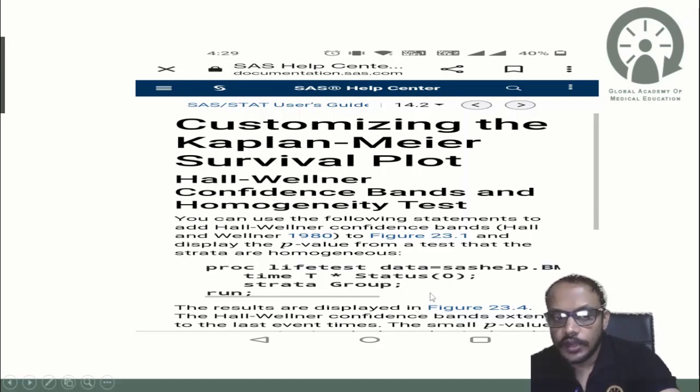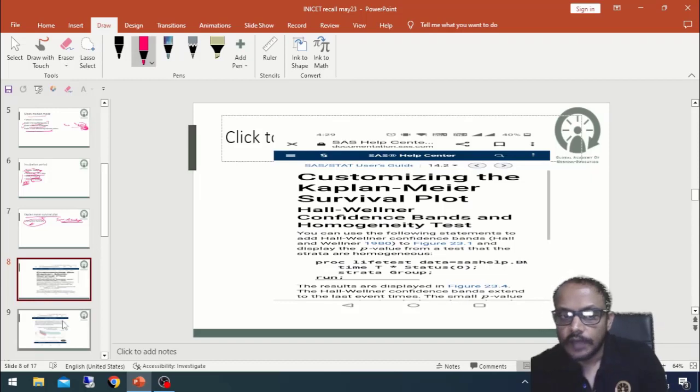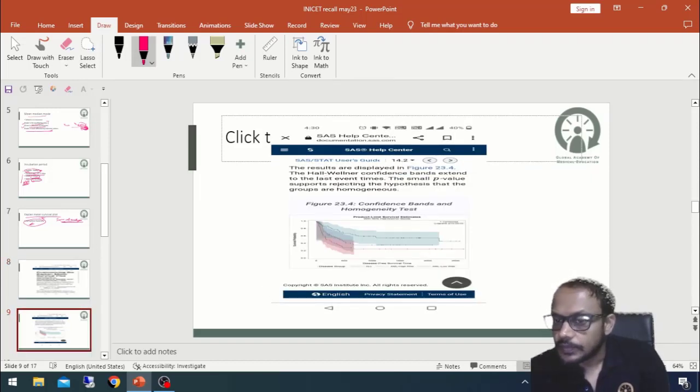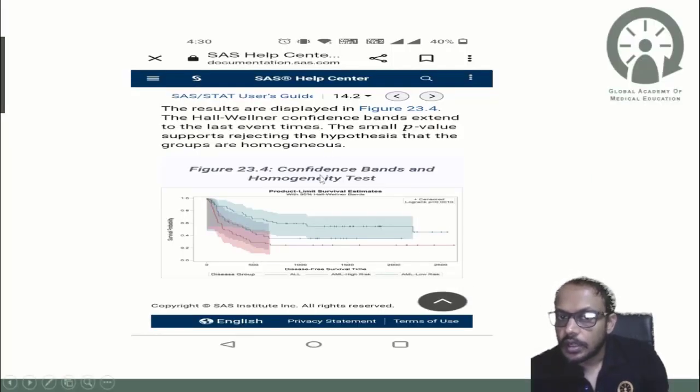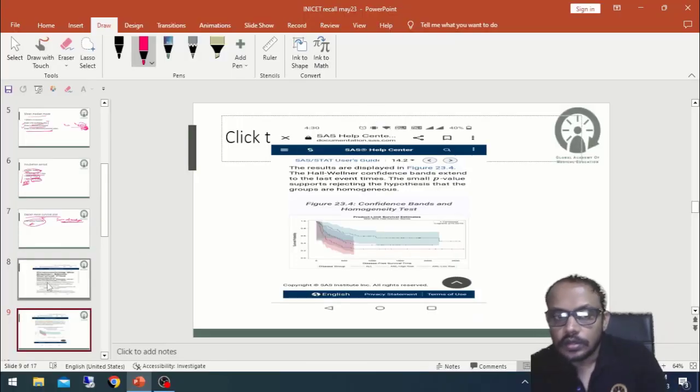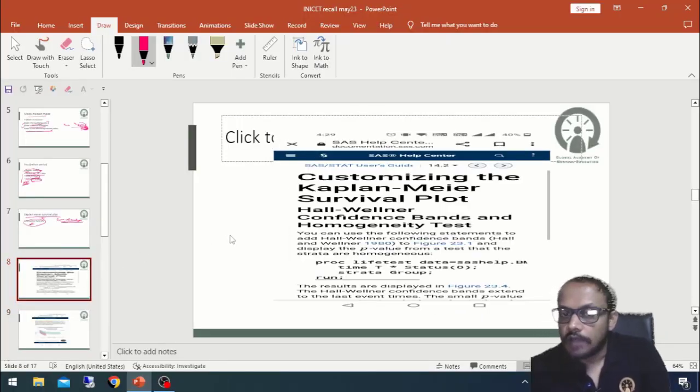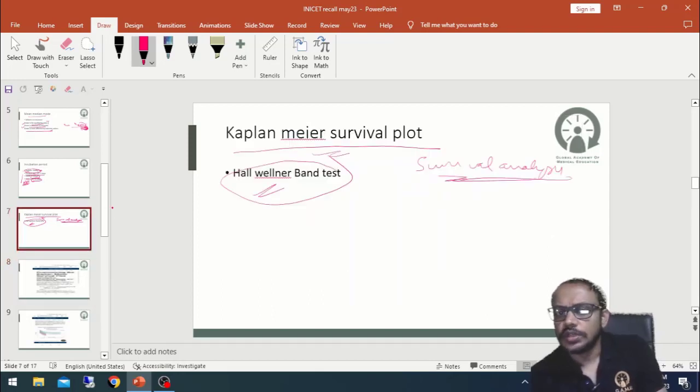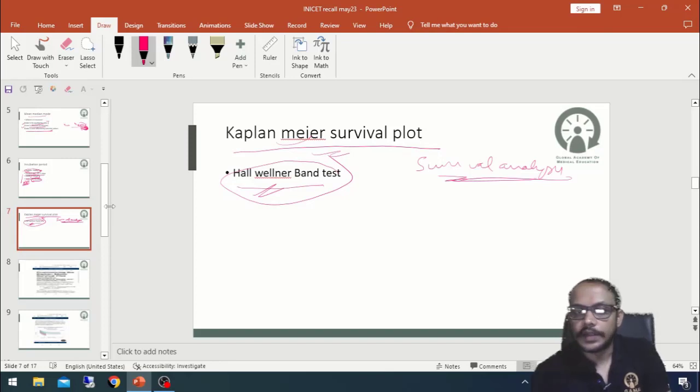If we are doing the survival analysis and we want to check the homogeneity, you can read here. This is the band test. This is a survival analysis, and these small lines are the bands. This confidence band and homogeneity test is done by the Hall-Wellner confidence band test. So, that was the question. In the Kaplan-Meier survival analysis, homogeneity is tested with the Hall-Wellner band test.